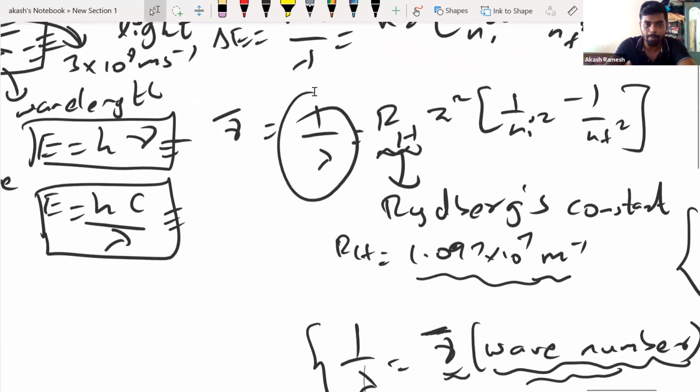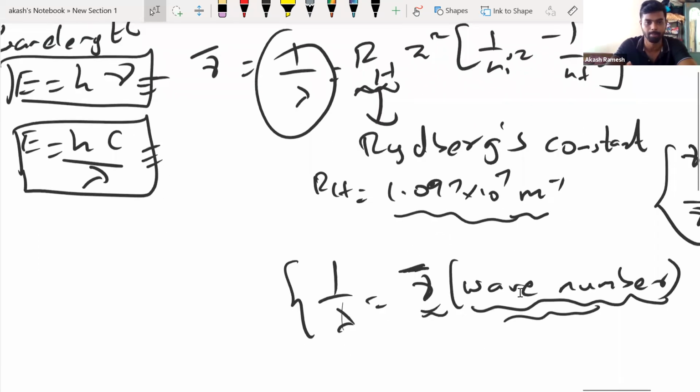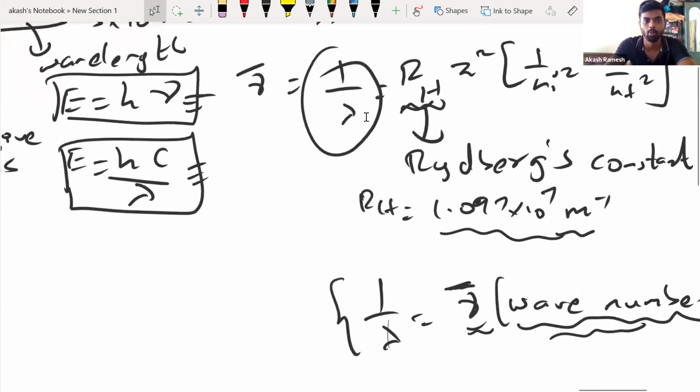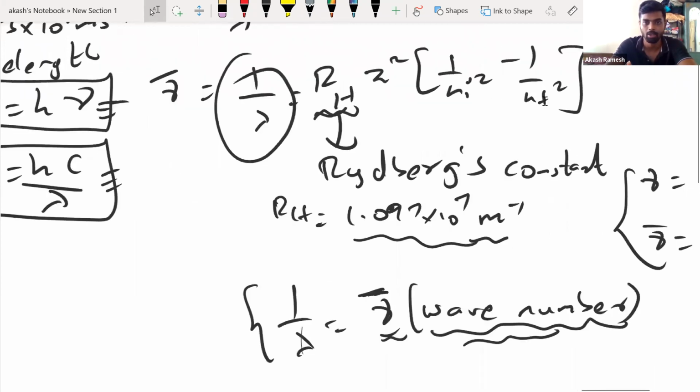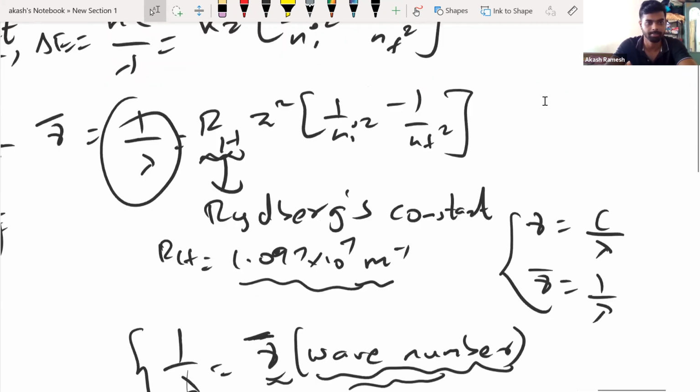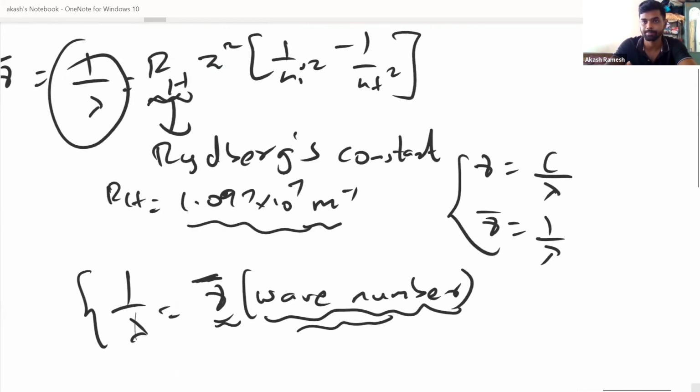Right, and this 1 by lambda is again a new value. 1 by lambda is what is called wave number, and is denoted by the letter nu bar. So we can write 1 by lambda is equal to this, or we can write nu bar is equal to RH into Z squared into 1 by ni squared minus 1 by nf squared. Okay, so this is where we stopped last class, right? So we'll continue for today.